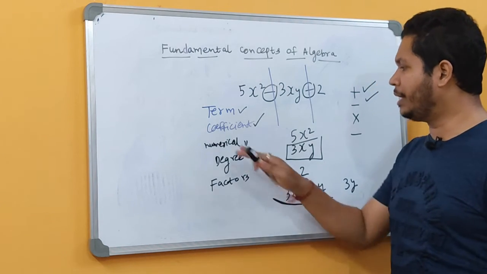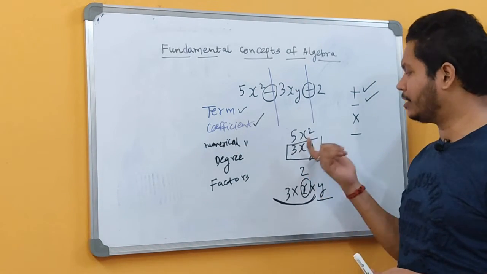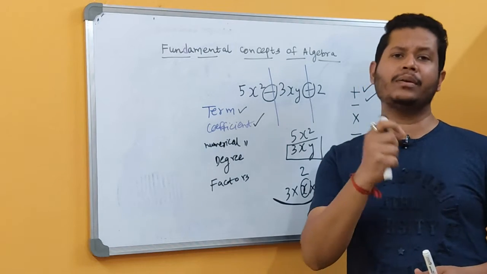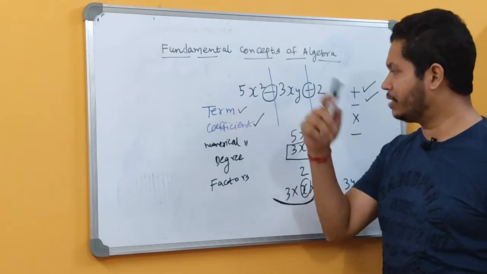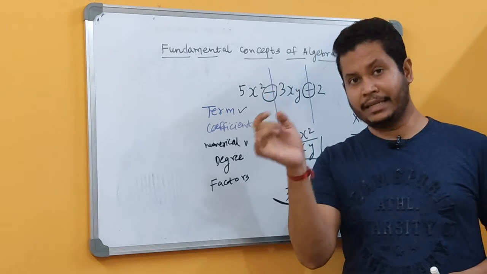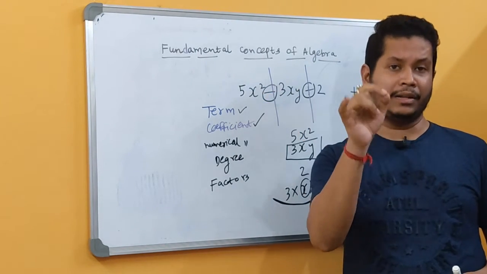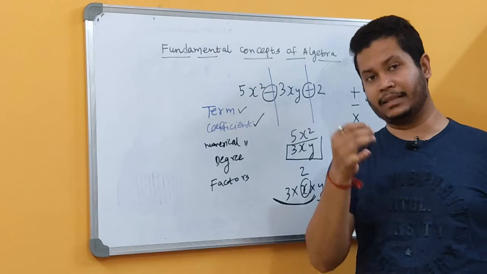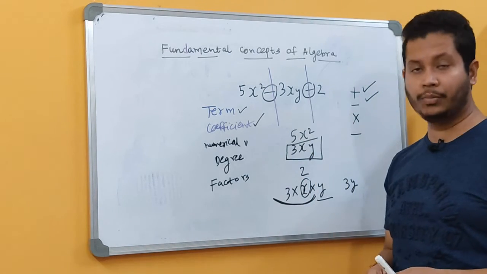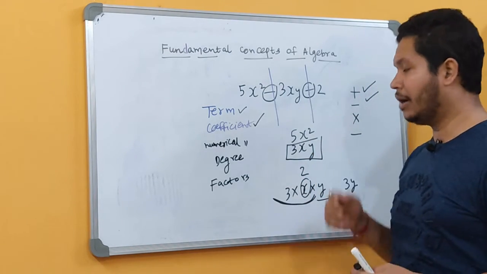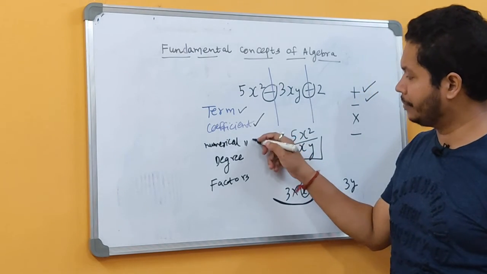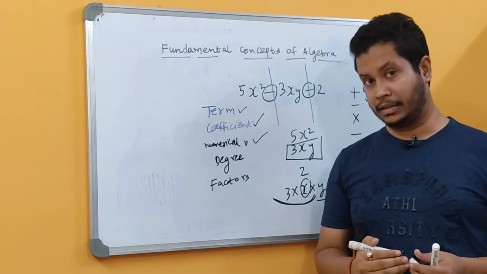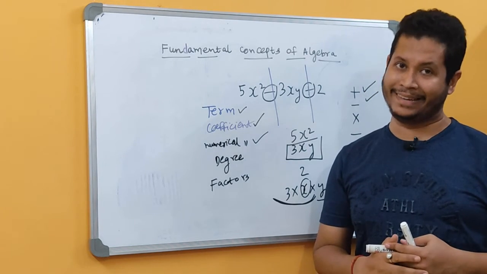Basically, numerical coefficient means in any term, whatever number we have as a factor. Like in this term we have 3, in the first term we have 5. So in any term, whichever numerical number is there as a factor, that is going to be our numerical coefficient. So for this term, our numerical coefficient will be 3. Okay, clear? Now we are coming to our last concept, that is called the degree.